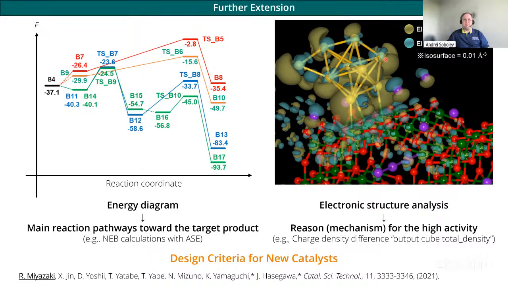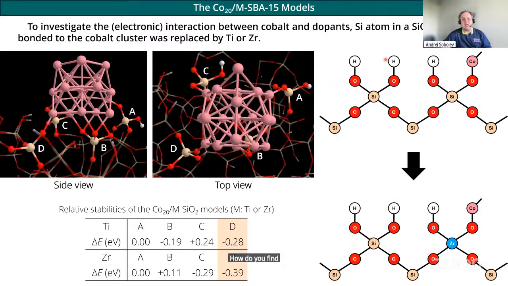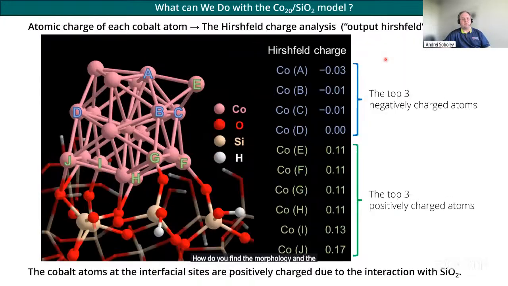It's not great. And there are two more questions by Masood. How do you find the morphology and the size of the supporting cluster?